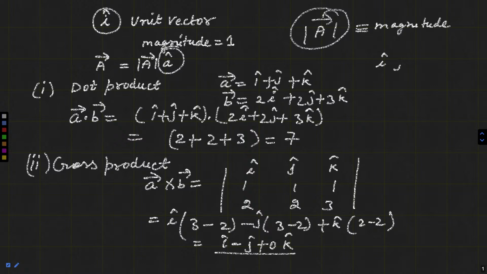I cap, j cap show the direction along their respective axes. I cap along the x axis, j cap along the y axis, and k cap along the z axis. This minus sign, this is minus. We take plus, minus, then plus.